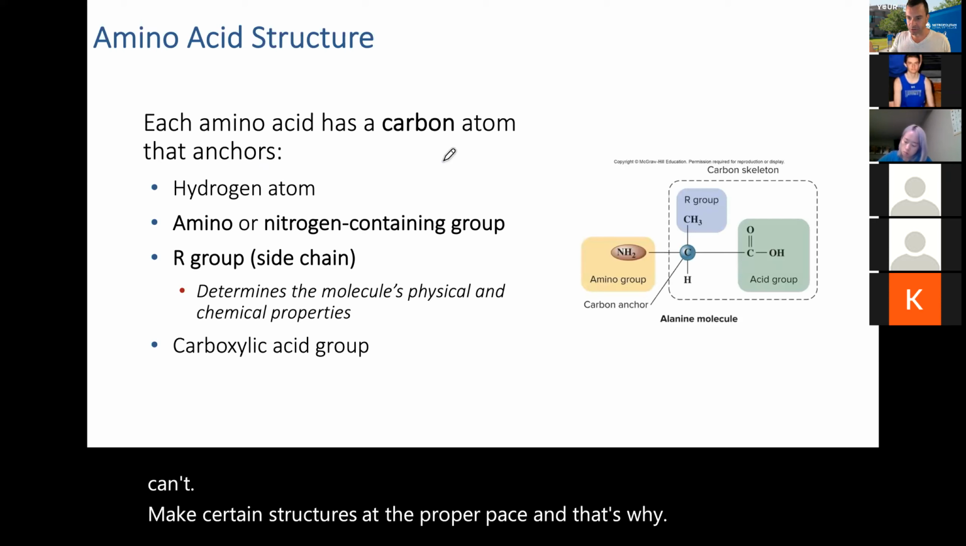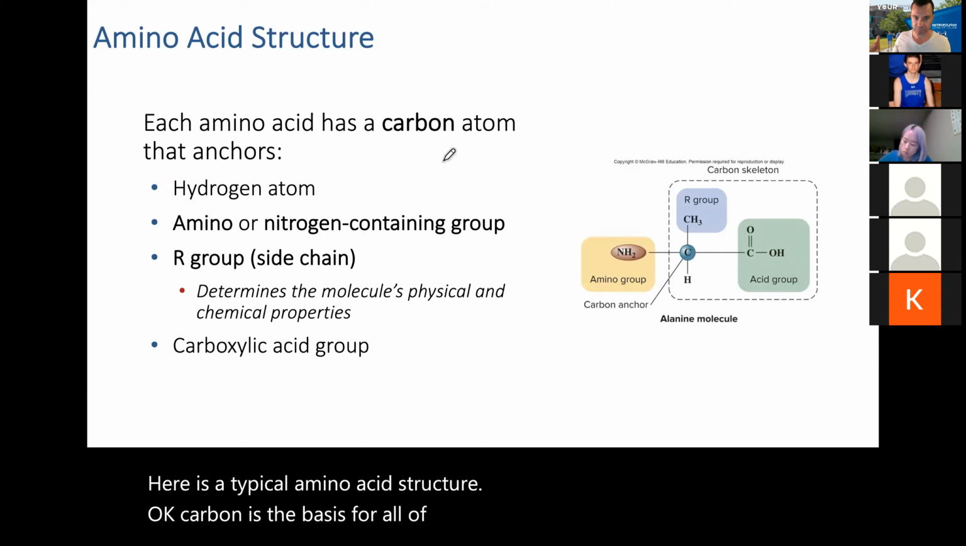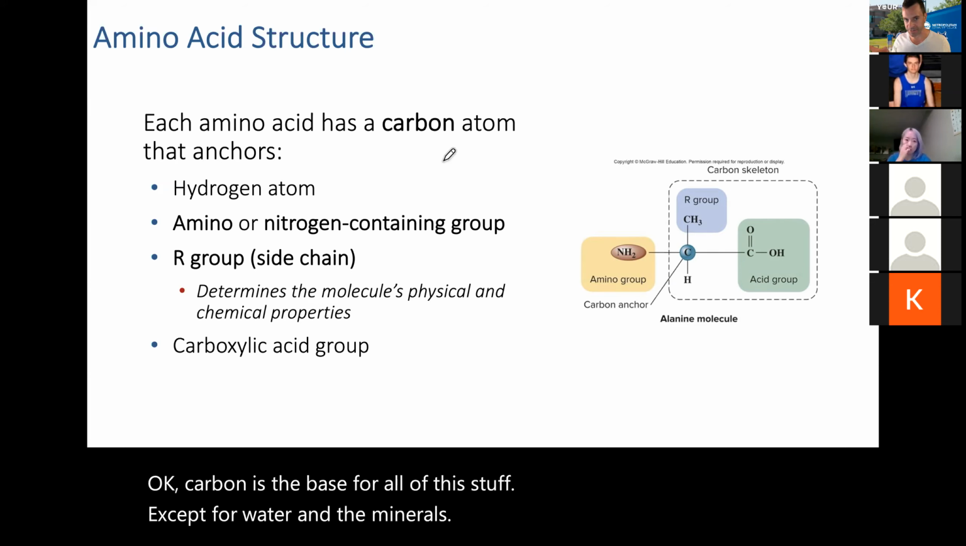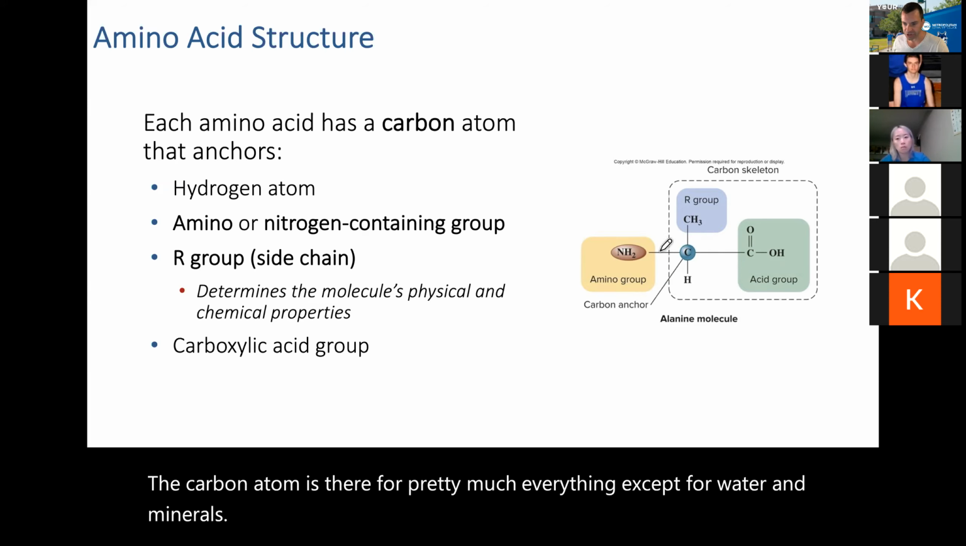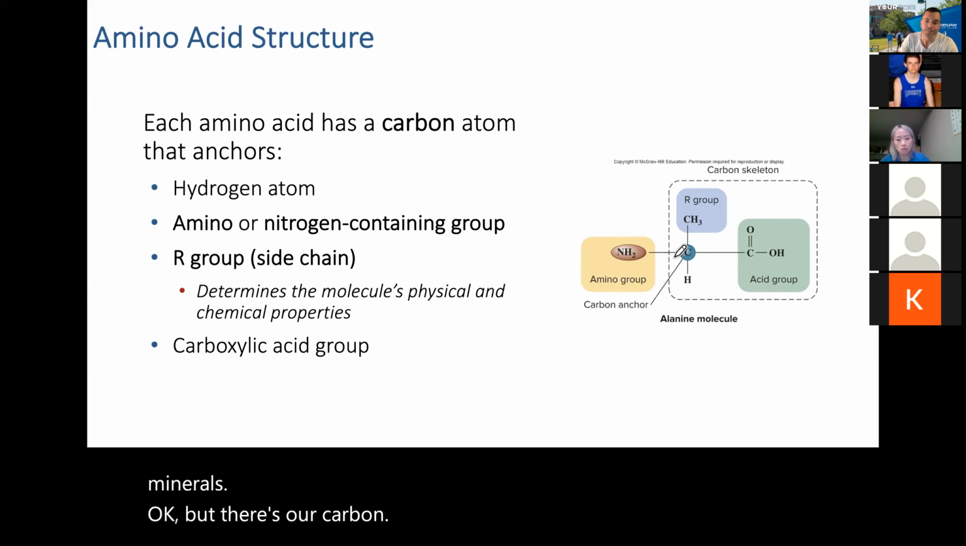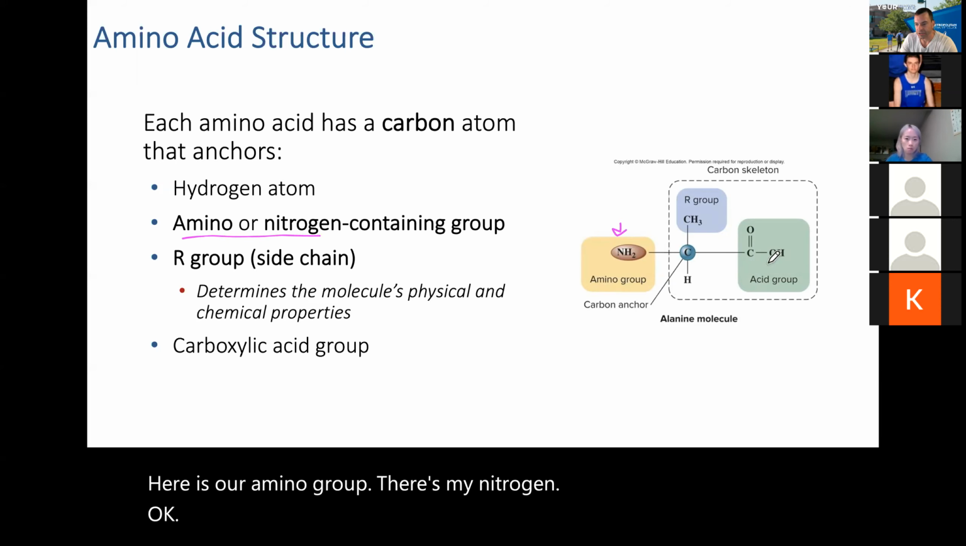Here is a typical amino acid structure. Okay, carbon is the base for all of this stuff, except for water and the minerals. The carbon atom is there for pretty much everything except for water and minerals. Okay, but there's our carbon. Here is our amino group. There's my nitrogen. Here's my acid. Here's my R group. This is called the R group or the side chain.